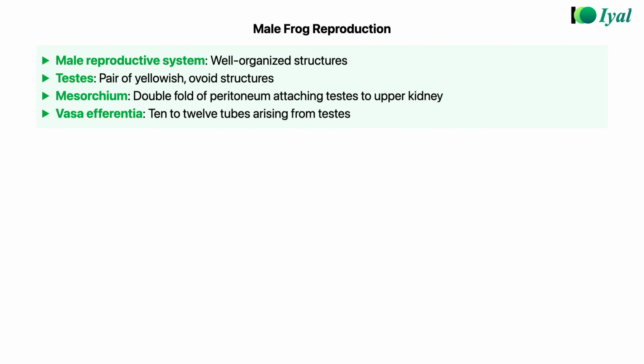Frogs have well-organized reproductive systems. Let's start with the males. The male reproductive organs consist of a pair of testes. These are yellowish and oval-shaped, we say ovoid. The testes are attached to the upper part of the kidneys by a double fold of tissue called the mesorchium. From each testis, there are 10 to 12 tubes called vasa efferentia that carry sperm.